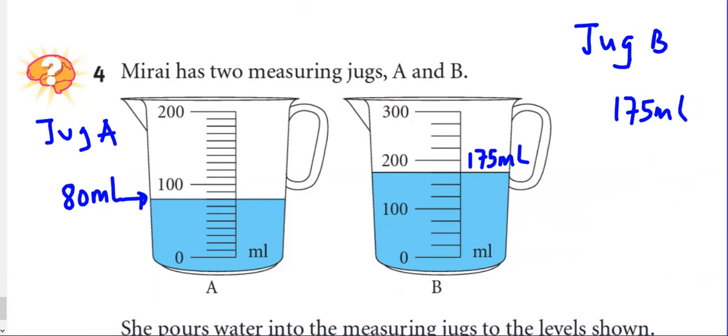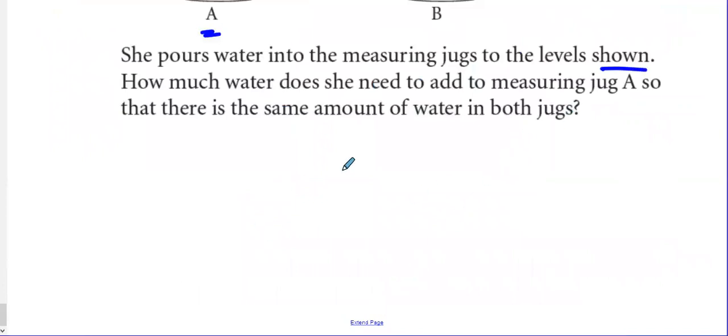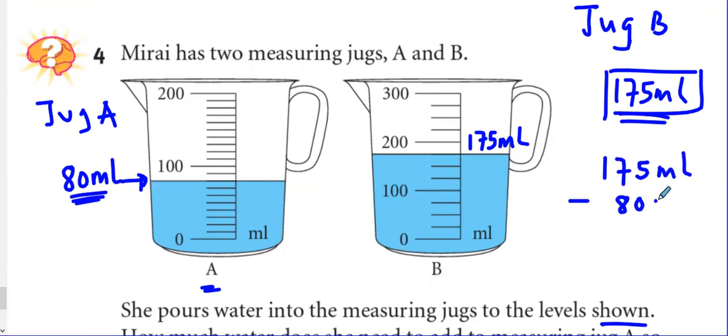Okay. Now let us go to answer the question. She pours water into the measuring jugs to the level shown. Okay. How much water does she need to add to measuring jug A? Jug A has less water, it's 80 milliliters, and jug B has 175 milliliters. Now, how much water does she need to add to measuring jug A so that there is the same amount of water in both jugs? So go ahead taking this reading here, 175 milliliters minus 80 milliliters. What do you get? This is 5. This is 95 mils.